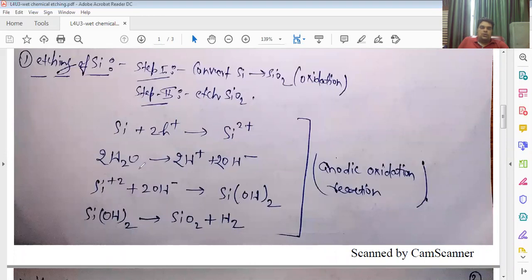Now H2O is also converted into H+ and OH- ions. So this Si2+ will react with OH- and will form Si(OH)2. And this Si(OH)2 will ultimately form SiO2 and hydrogen. So this is the anodic oxidation reaction that takes place.